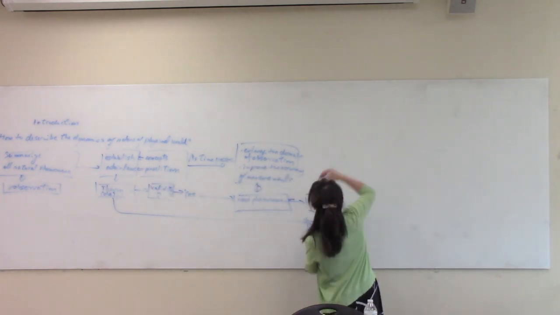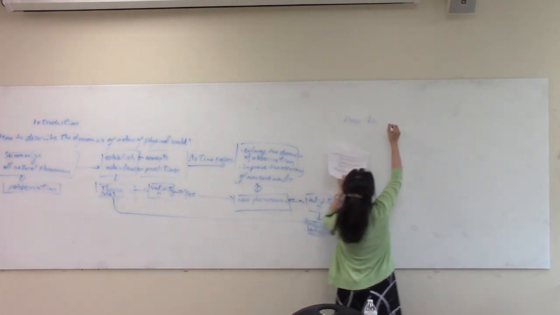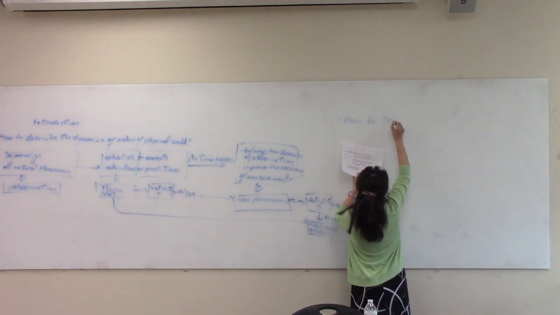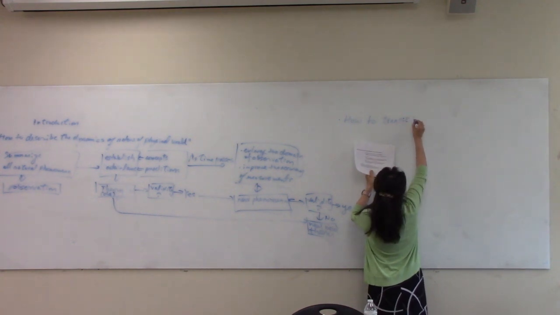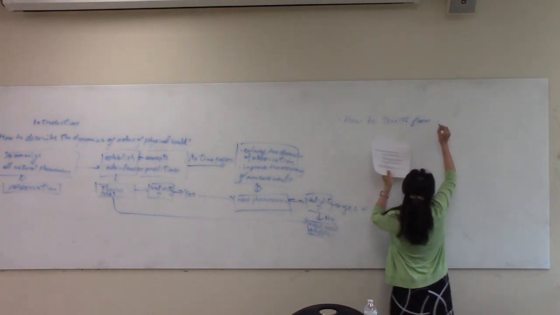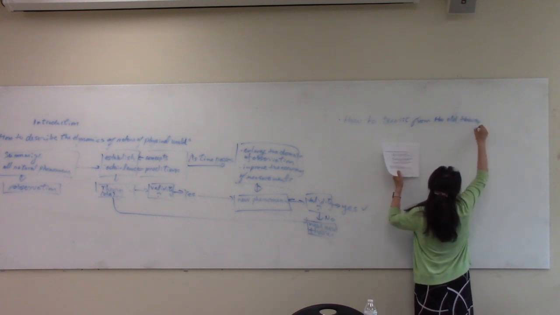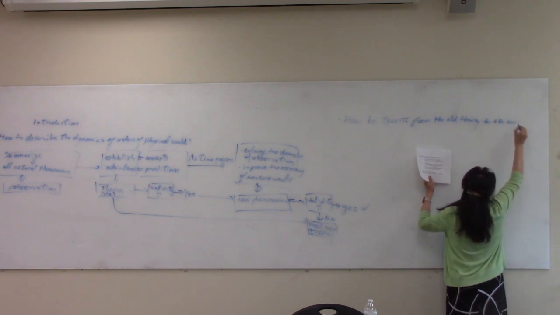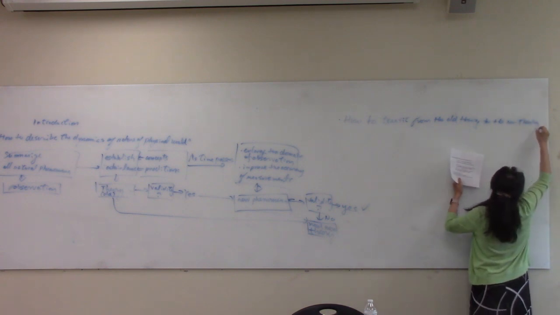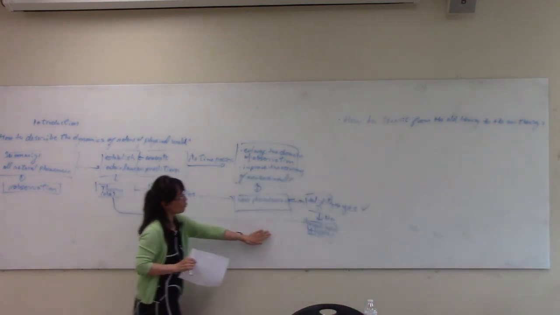The second one is how to transform or transit from the old theory to the new theory. That is, we need to consider the next step when we reach here.